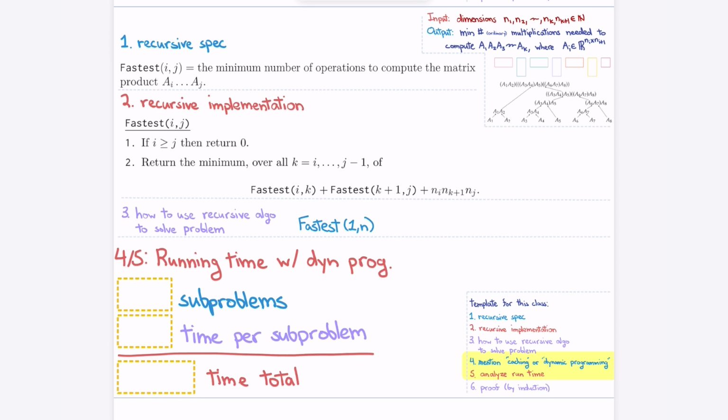We'll just do the same subproblems times time per subproblem approach. How many subproblems are there? n squared, if there's n matrices. I guess k. I should have written n maybe. I'll stick with n. So n squared.